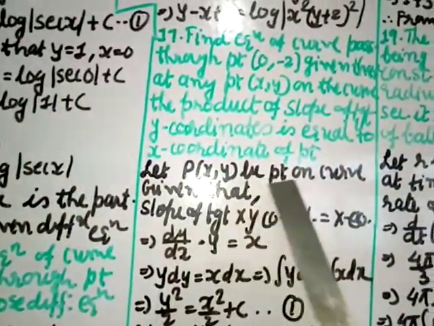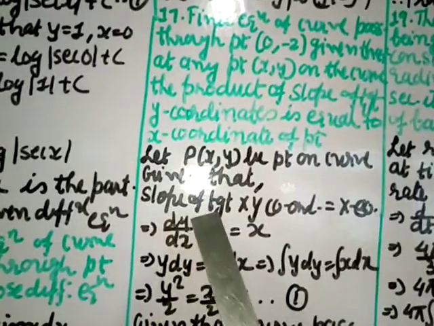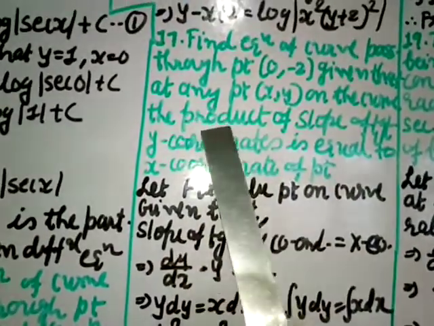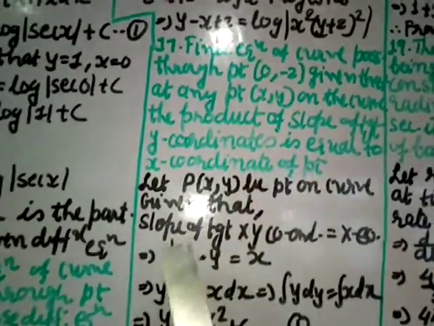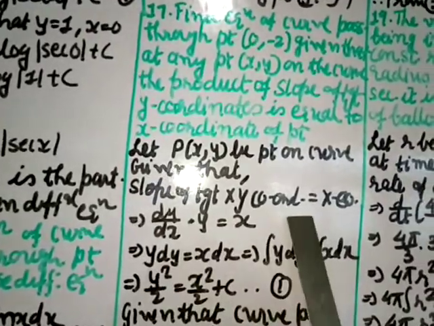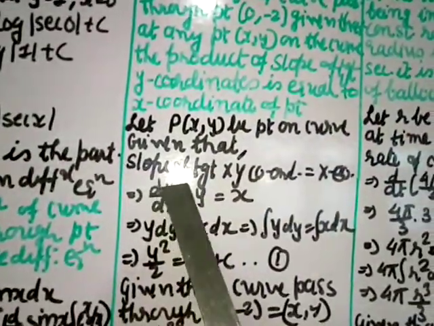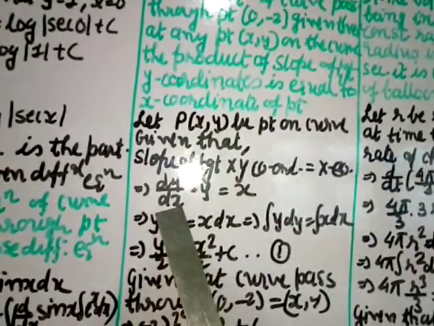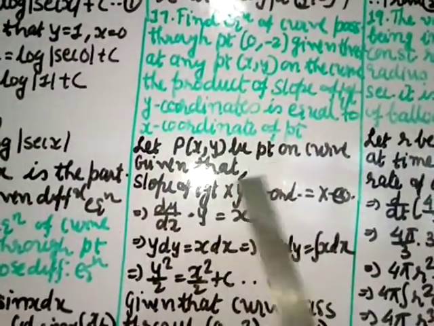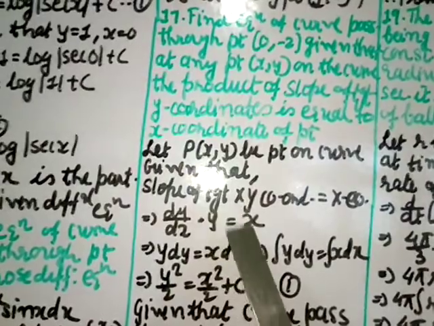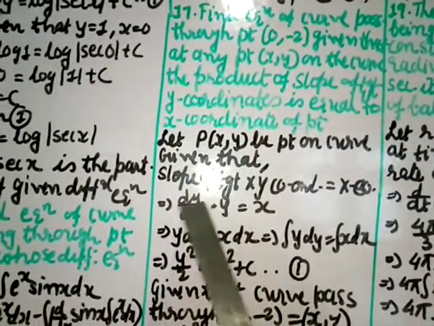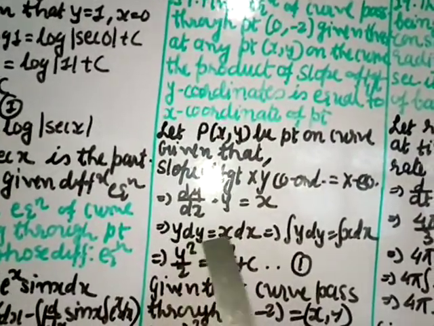Let P(x, y) be the point on the curve, given that the slope of the tangent into the y coordinate is equal to the x coordinate. So the slope of the tangent is dy by dx. We have studied this in chapter 6. Into the coordinate of y, y of this point, and the x coordinate is x. dx you transfer here, y remains with dy. So y dy is equal to x dx.